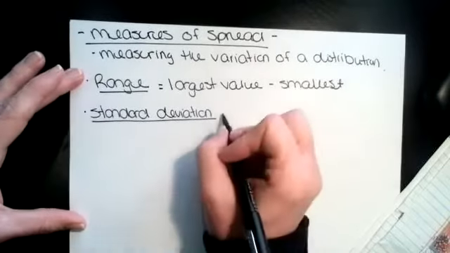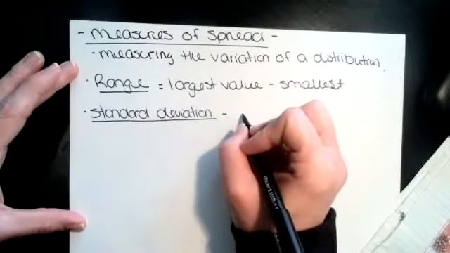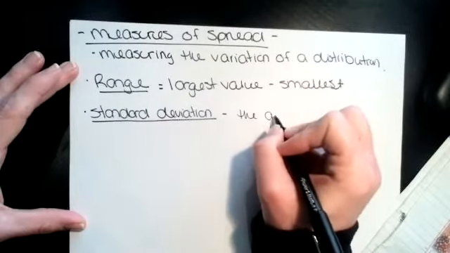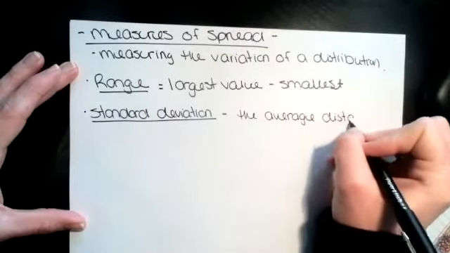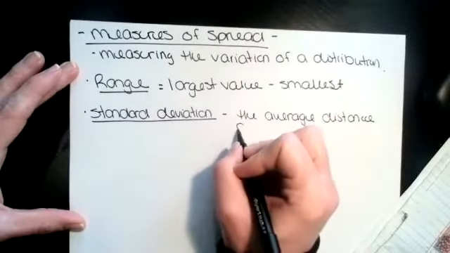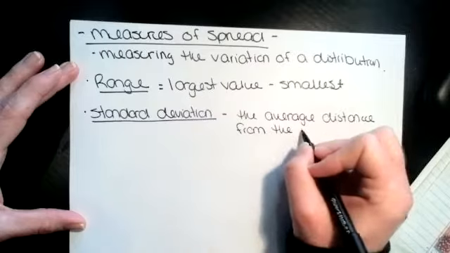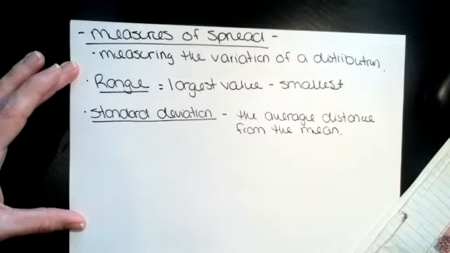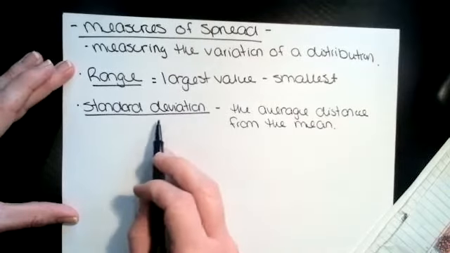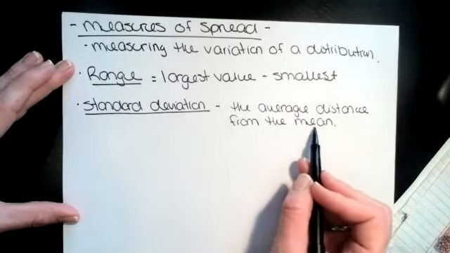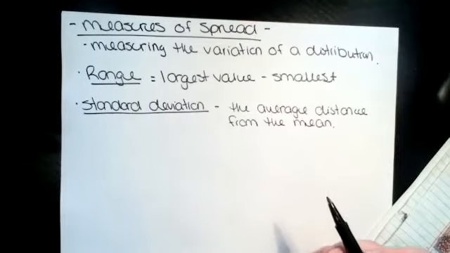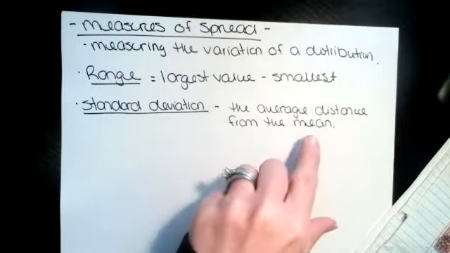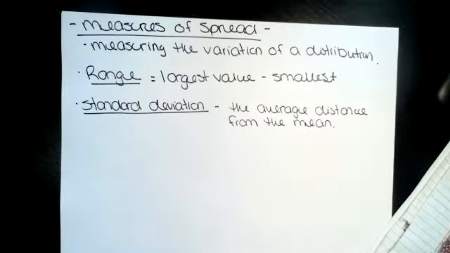The standard deviation is the average distance from the mean. So in this calculation, and we will work through this, it's a very long calculation. The standard deviation uses the average, the mean in the calculation. And what it does, it tells me the average distance from the mean. So it tells me how far all my data values on average are from the mean of my data values.